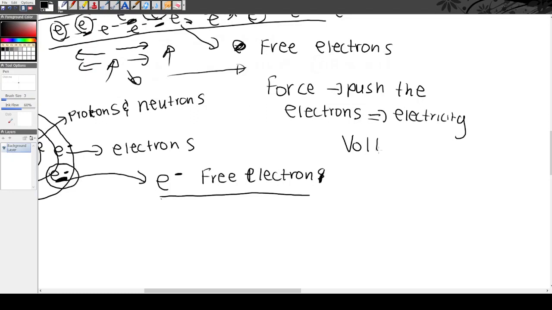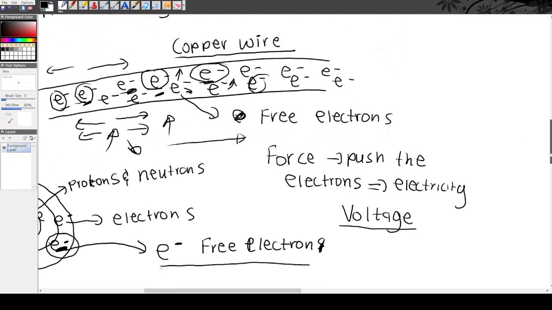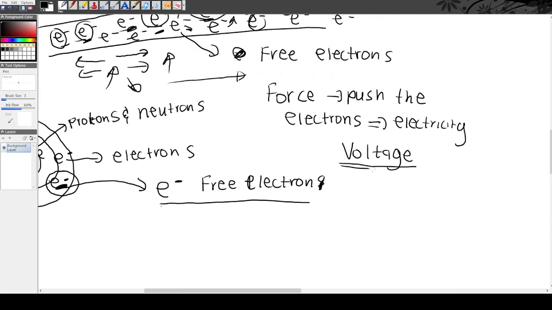Let me just make things simple. Voltage, in other words, is that force. But this is just a simple definition of a voltage for you to understand how electricity is created. Say you have the electrons of copper. They are just moving in random directions, with no direction. So we need a force that will make them move in one direction, and that force is called voltage.